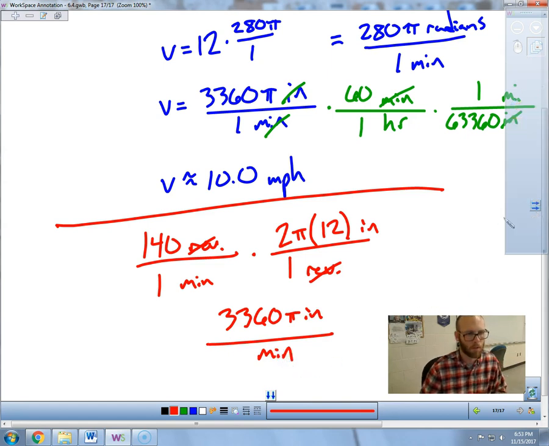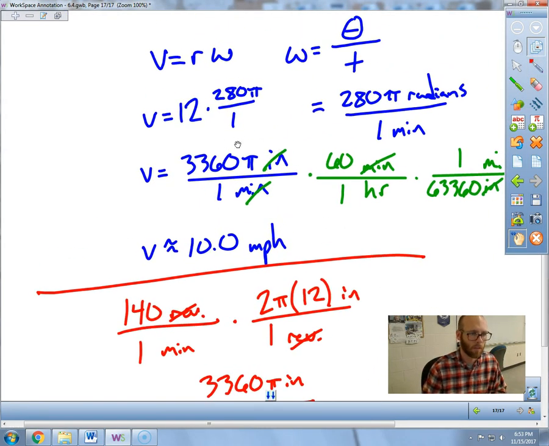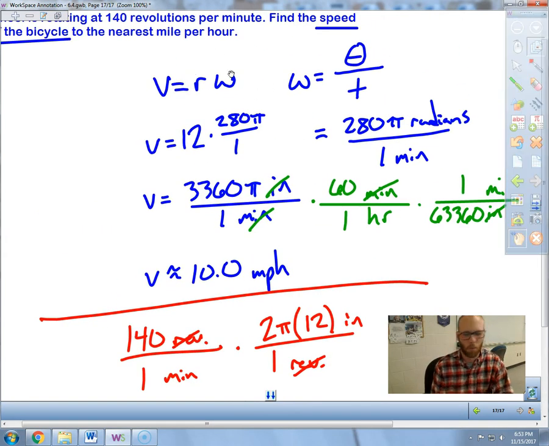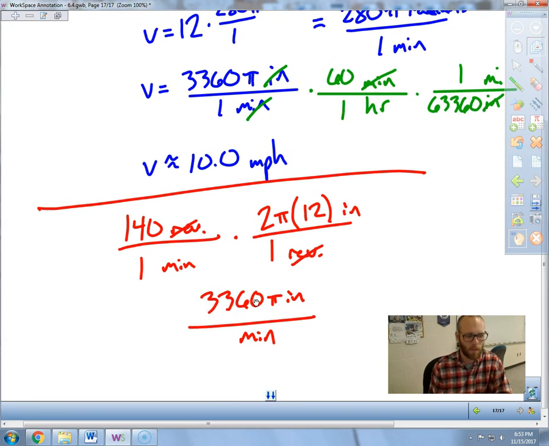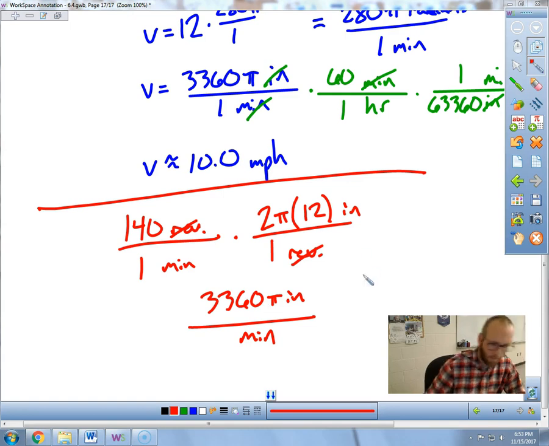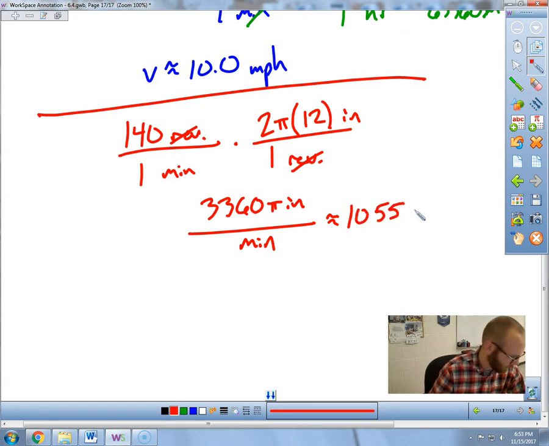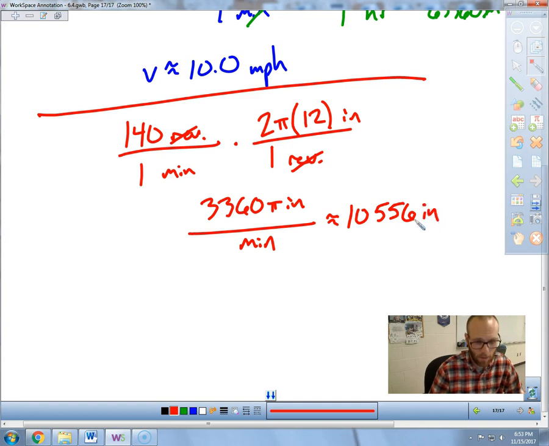Man, that number's looking familiar. Oh, look at that. See, I just want to show that there's a lot of different ways to think through it. Sometimes we get really stuck using formulas, but hopefully we can reason through it in different ways. It goes 3,360 pi inches per minute. Just to give that a little perspective, that's about 10,556 inches per minute.